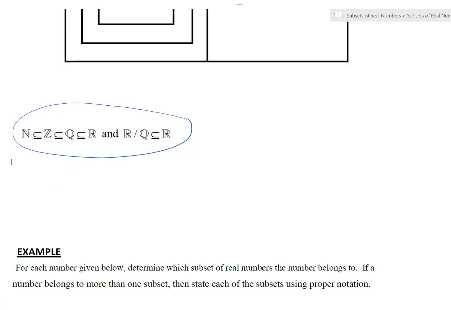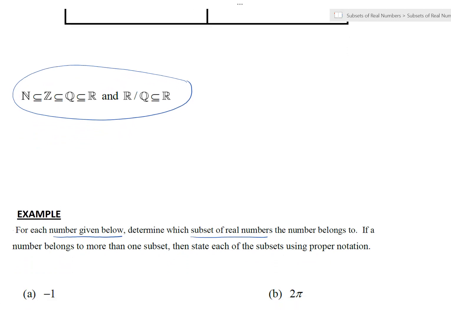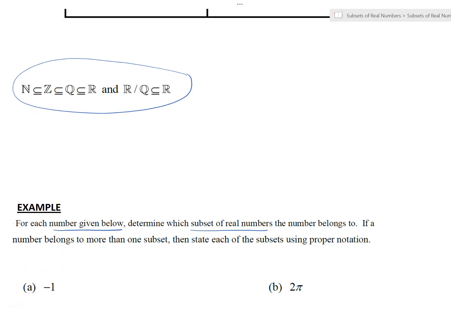Here's one last example before we end the video. We're going to be given two numbers below, and we're going to determine which subsets of real numbers the number belongs to. And if a number belongs to more than one subset, then we're going to state all of them using the correct notation. Here's the two numbers, -1 and 2 pi. Well, we know 2 pi is irrational because pi is irrational. So 2 pi belongs to the irrationals. It also belongs to the reals.